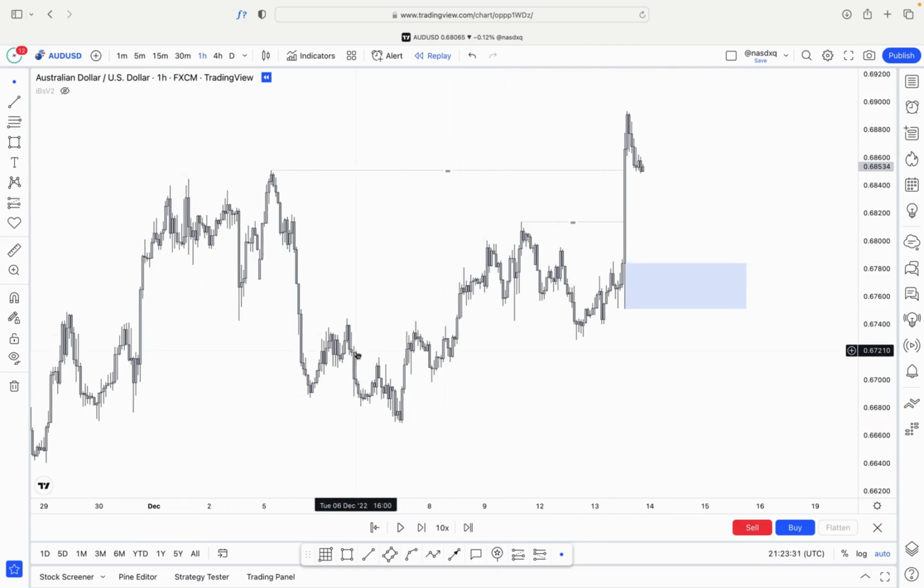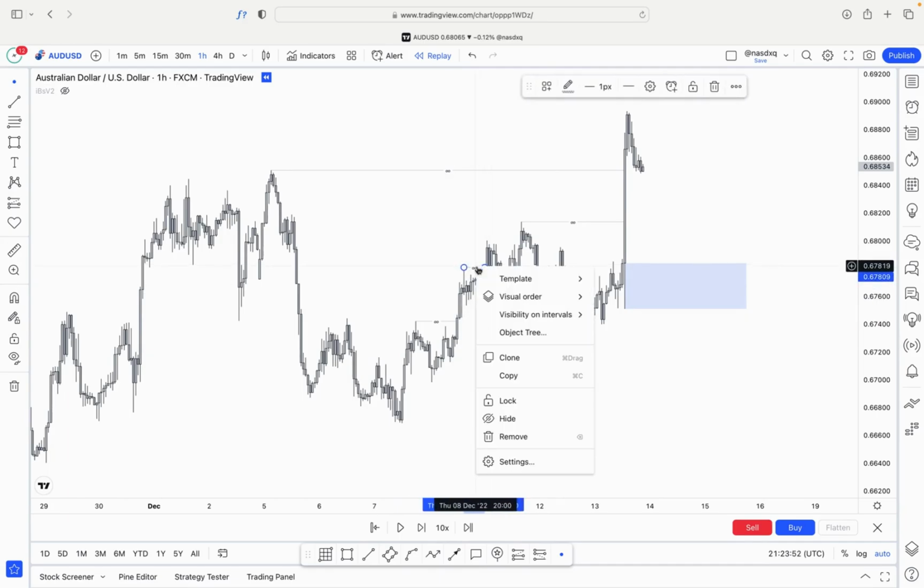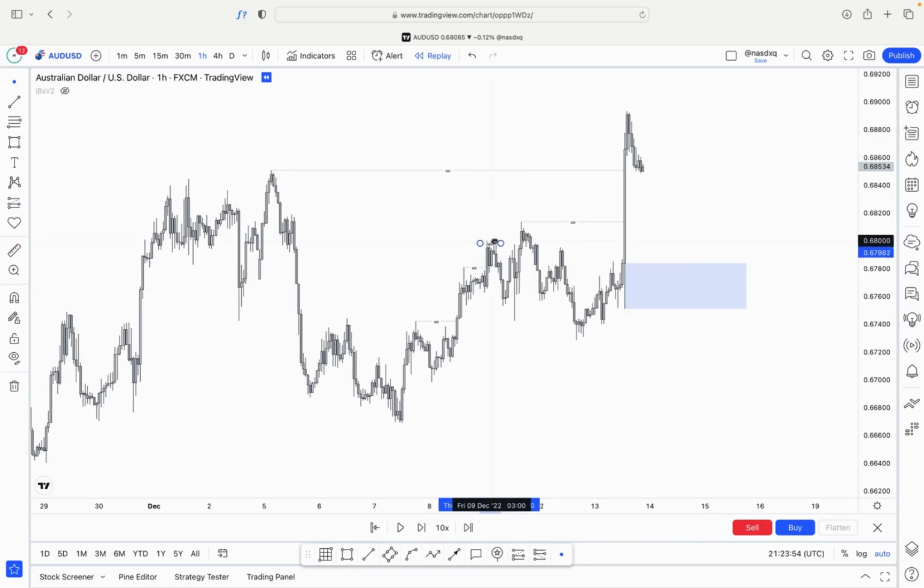another scenario here. If we just have a look at this, we do have a couple of minor structure breaks in here, if I can draw this properly. So obviously we've got one there. We've got one in here. We've got one just up here. So there's quite a lot of evidence that we are bullish at the moment.